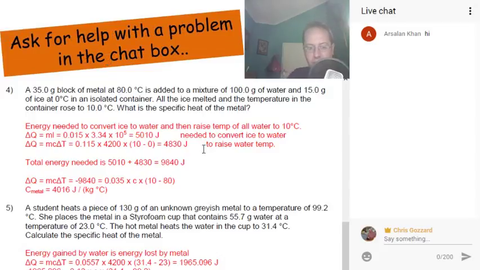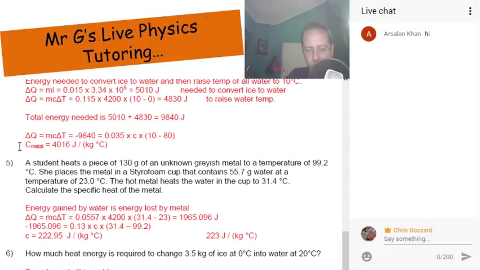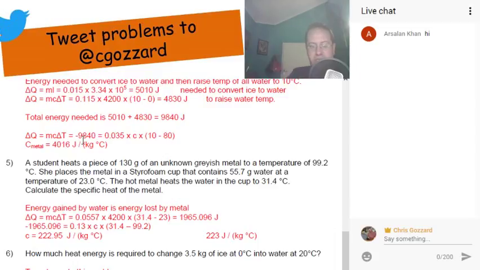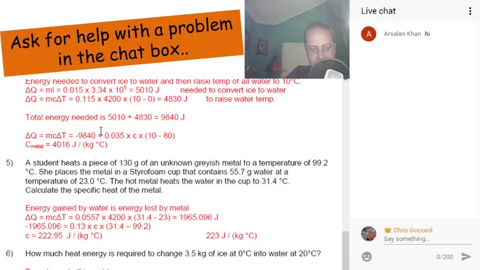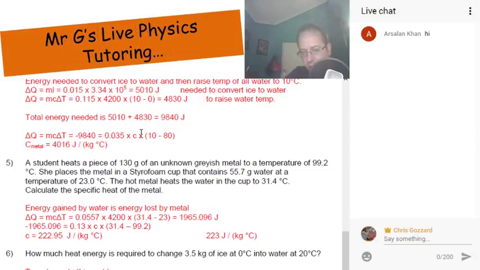Now we want to work out finally, well, the whole point of this was working out the specific heat capacity of the metal. So delta Q equals MC delta T. That energy is negative, okay? The reason why it's negative is because it's leaving the metal. And that makes sense because we're going to have a negative temperature change here as well.